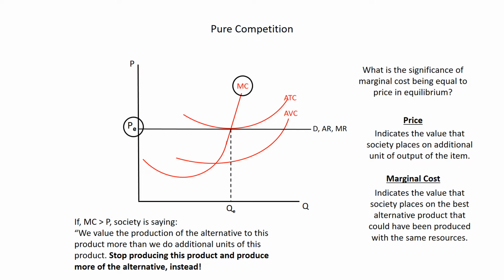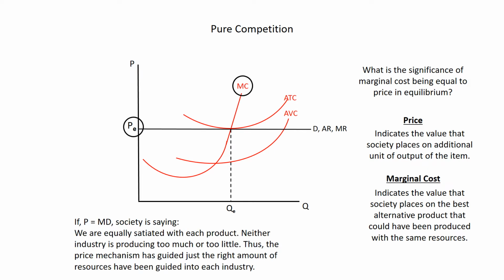Society would continue to want the alternative product more than this one, as long as the marginal cost of this product exceeded its price. But, with the marginal cost of this product falling, and the price rising, at some point, marginal cost will no longer exceed price. That's when the two are equal. If price is equal to marginal cost, society is saying, we are equally satiated with both this product and its alternative. Neither industry is producing too much or too little. Thus, a price mechanism has guided just the right amount of resources into each industry. Allocative efficiency has been achieved.